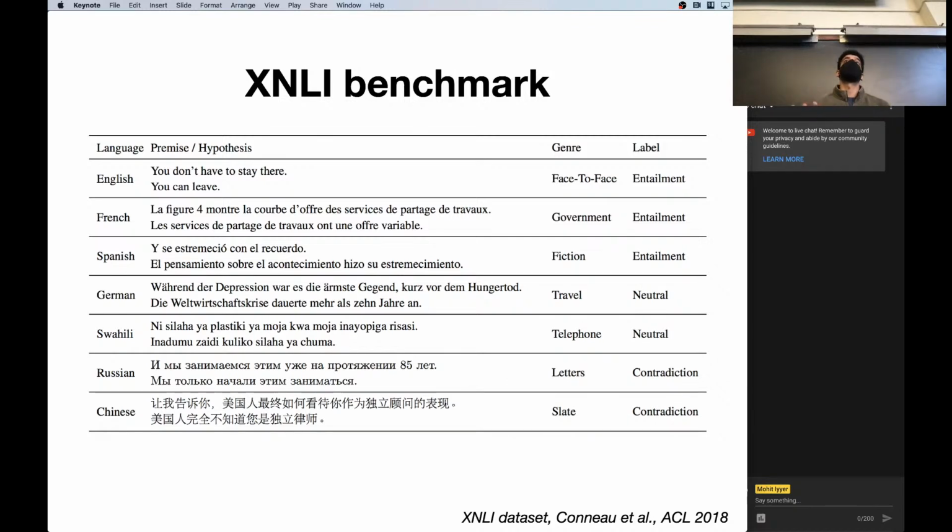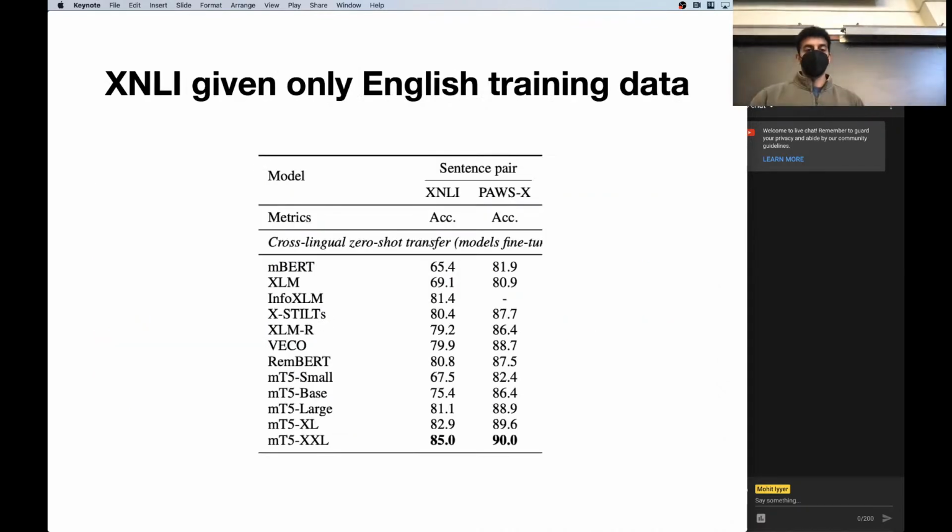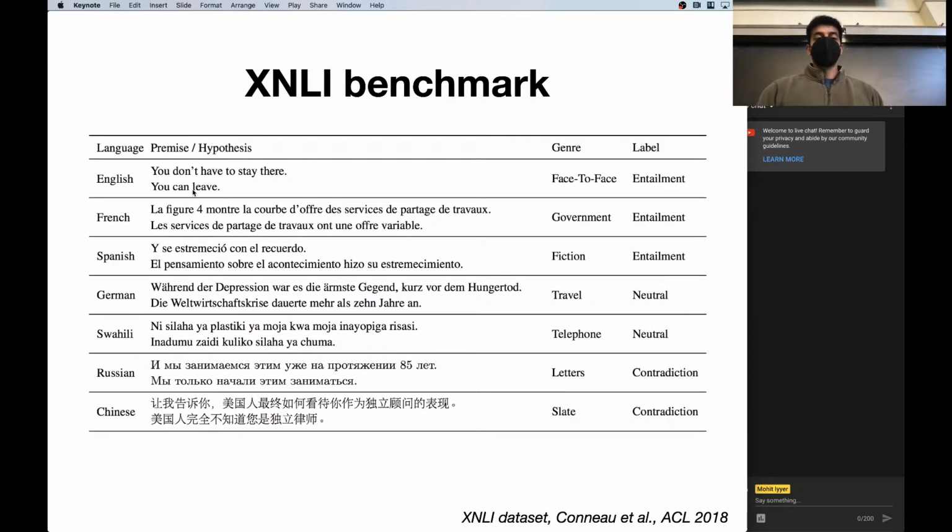So this is a common benchmark that people use for this zero-shot transfer. One very common setting is exactly what I described, because English is usually the highest resource language. We're going to fine-tune our model on the English labeled data. So that would be all of these kinds of pairs in English with the corresponding labels.